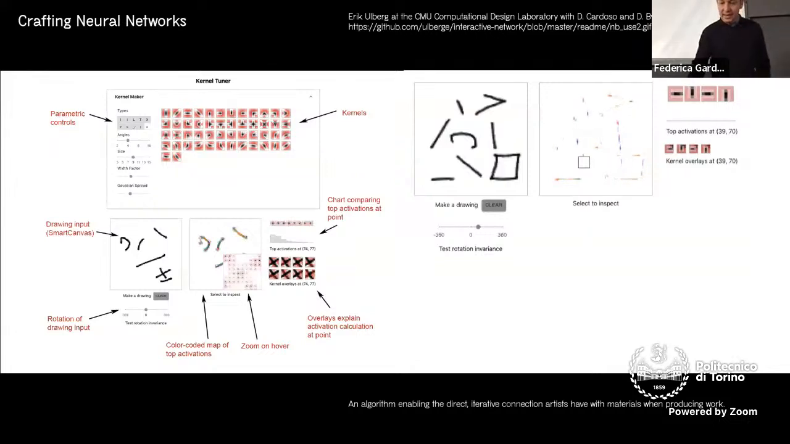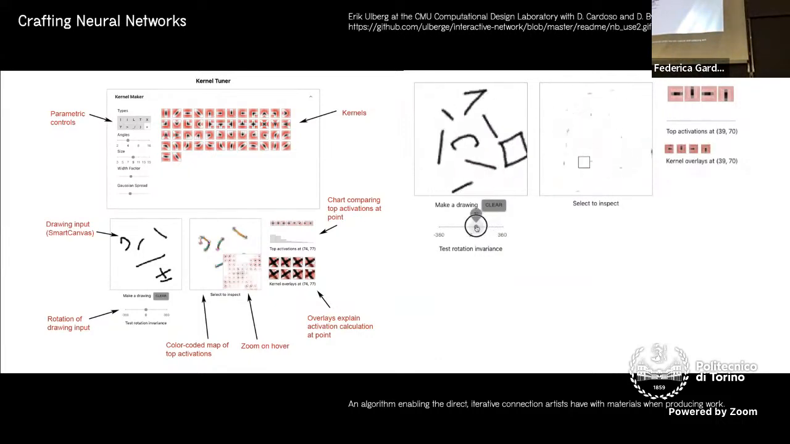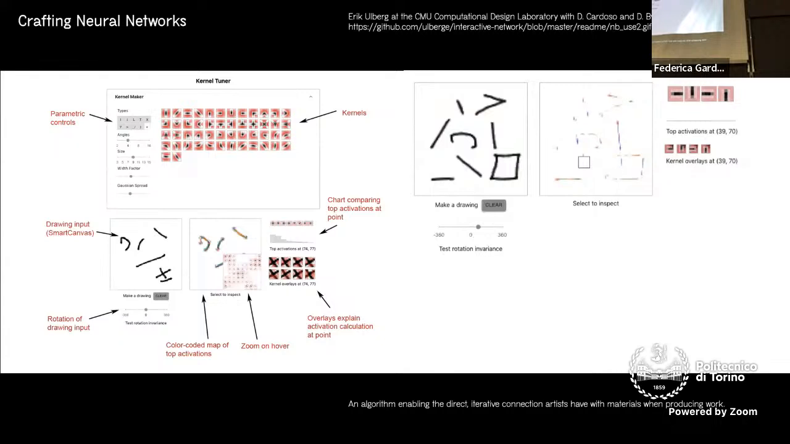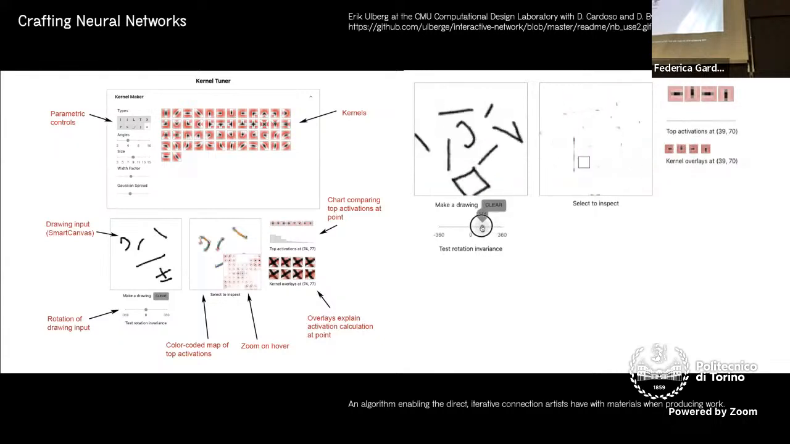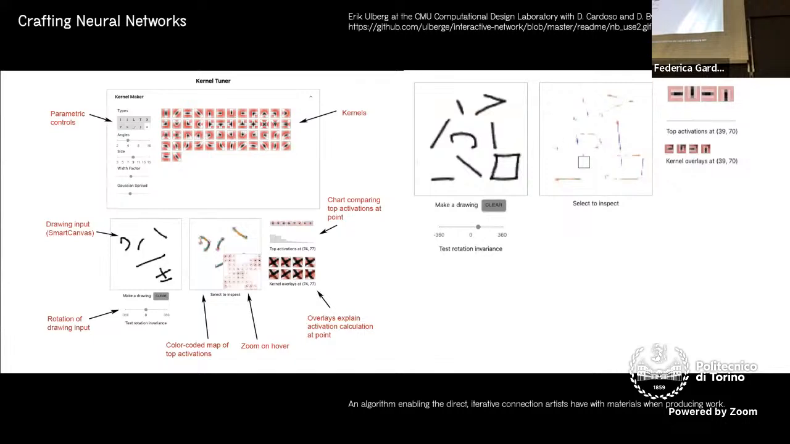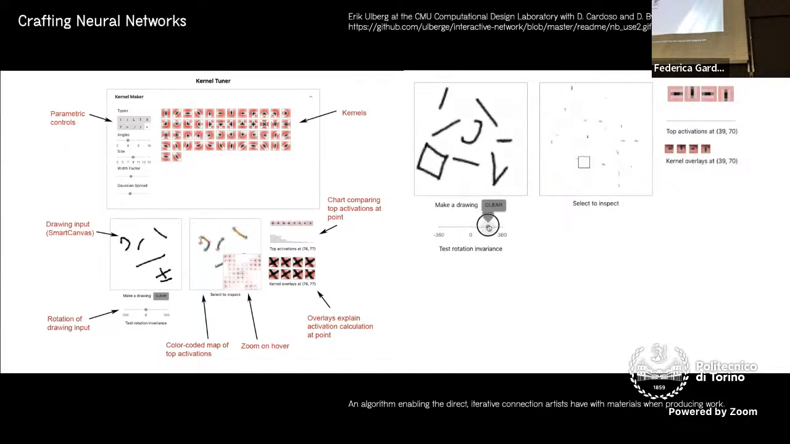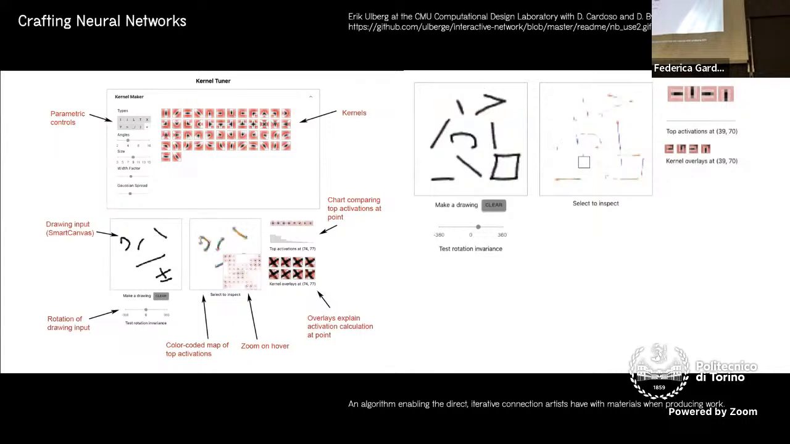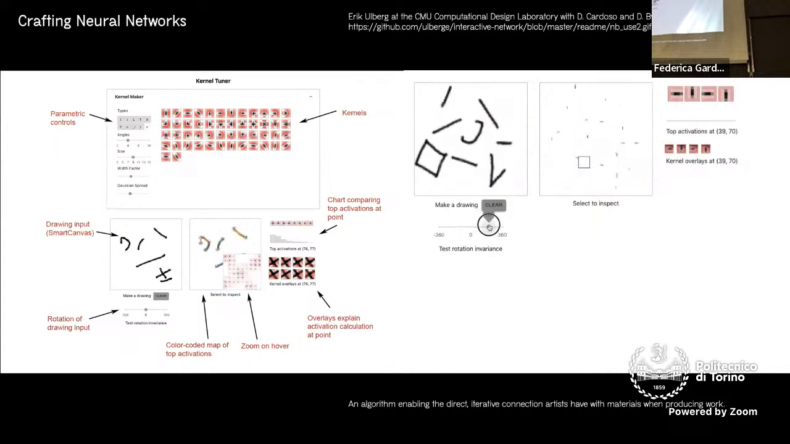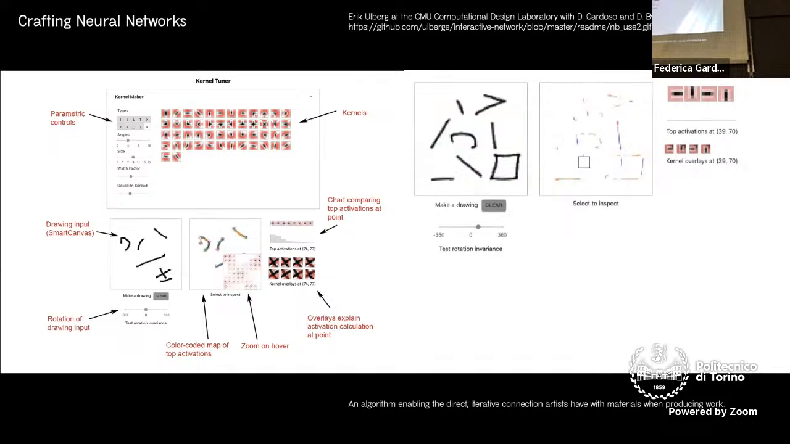This is a very nice exploration by Eric Humberg in the lab, and Eric is an artist. He was interested in developing a tool that allowed him to use neural networks in a more intimate way, instead of just going from input to output. He wanted to create a tool that opened up the network so you could actually tweak the filters of the neural network. And I think he got really interesting results.